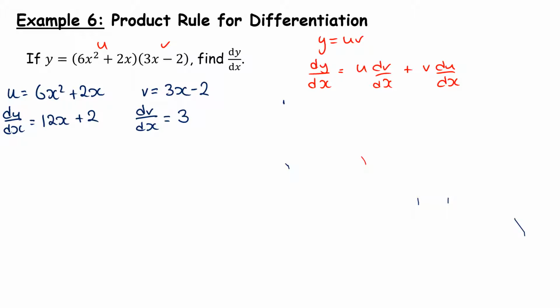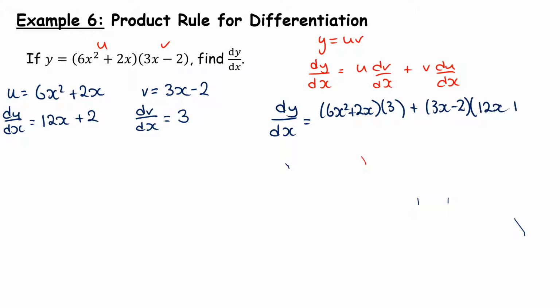So my dy dx, I'm going to come back over here first. dy dx is equal to u, which is 6x squared plus 2x, times dv dx, which is 3, plus v, 3x minus 2, du dx, which is 12x plus 2. Now we are going to multiply this out, so you get 18x squared plus 6x. So you can bring this aside and work it out the long way. I'm going to do it quite quickly.